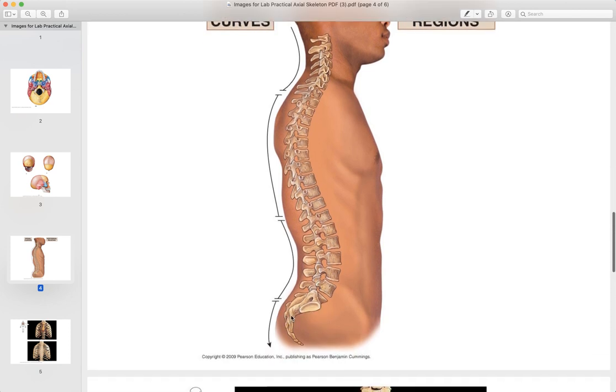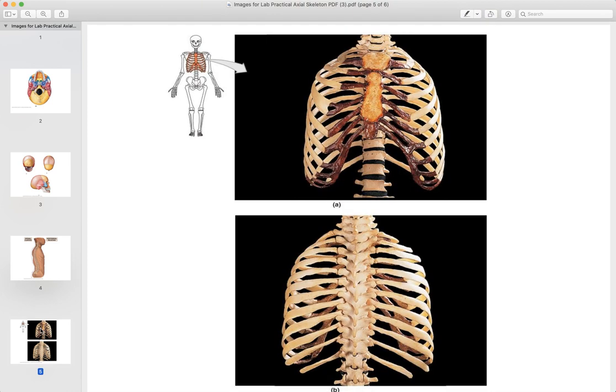And those are 5 vertebrae that are fused together. And then the coccyx is the small tip down here. And that's 4 vertebrae that are also fused together. Now we'll go to the thorax, which is the chest. Go to this slide here.